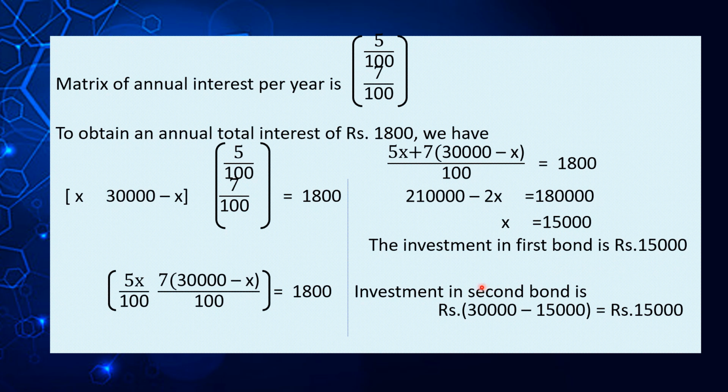In order to find the investment of second bond, we will subtract the investment of first bond from the total amount of investment. That is 30,000 minus 15,000. That leaves us with 15,000. So the investment in second bond is also 15,000.